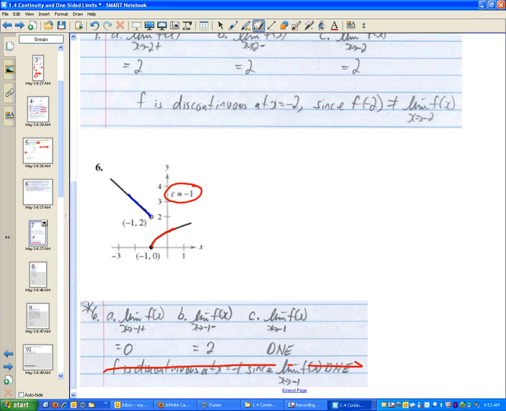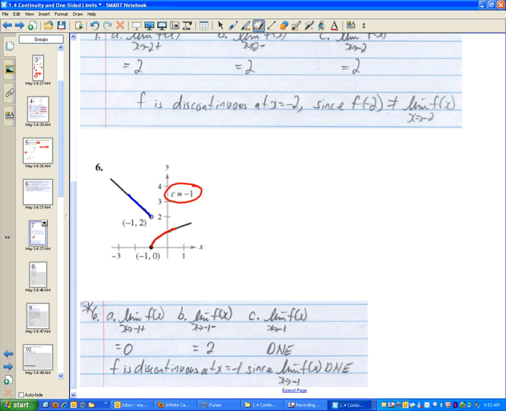So, let's discuss the discontinuity. Well, where's this function discontinuous? Yeah, f is discontinuous at negative 1 since the limit of f of x as x approaches negative 1 does not exist. Do we have good reasons now?